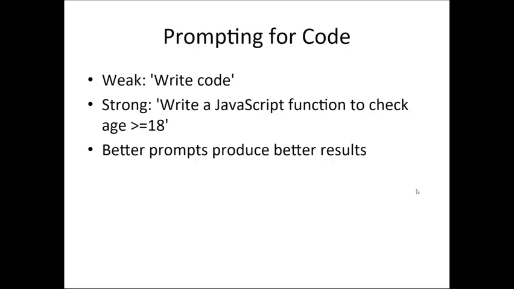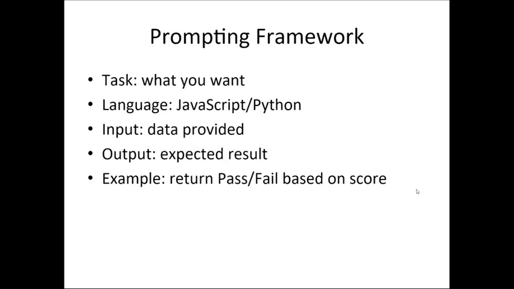So here's the prompting framework. State the task, what you want, and your preferred language. One advantage of AI is that you can build in any kind of language that currently exists. Most of these AI tools can write all kinds of languages. You can tell the AI what language to use, or you can ask the AI to use its own preferred language structure for that app. Provide the input and the data that is required for the app, and then tell the AI what you expect as the output.